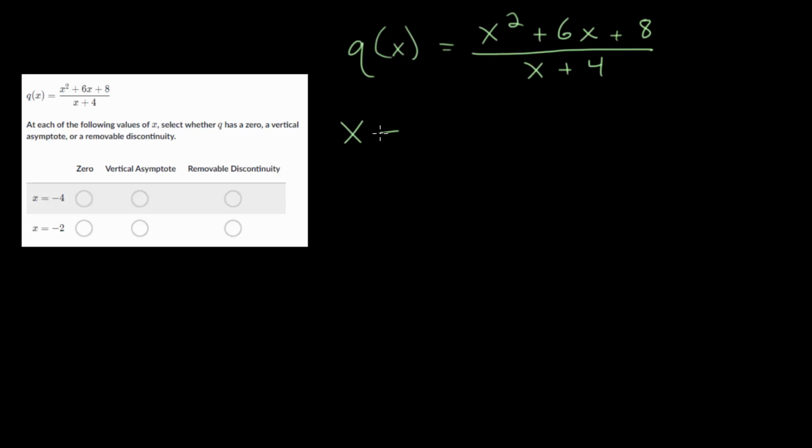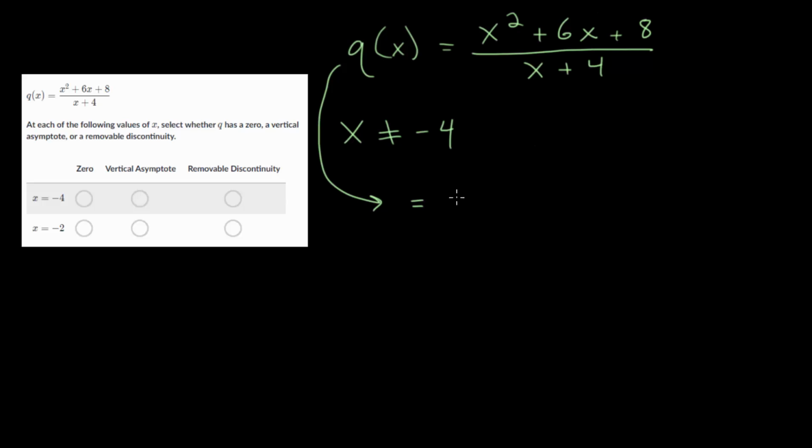So for this one, we have that q of x is equal to x squared plus 6x plus 8, all divided by x plus 4. And right away, we can see that x cannot be negative 4, since if you plug this in here, you would get 0 in the denominator. So we just need to figure out, is that an asymptote or a discontinuity that can be removed? And to determine that, we just need to factor this numerator. Let's do that down here.